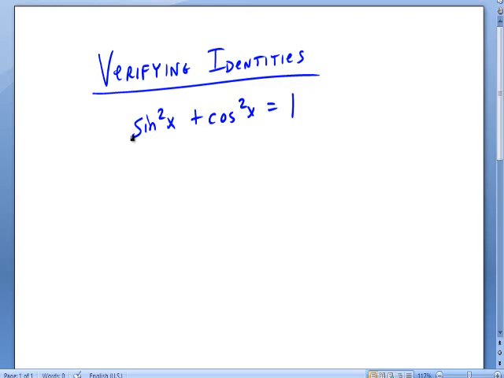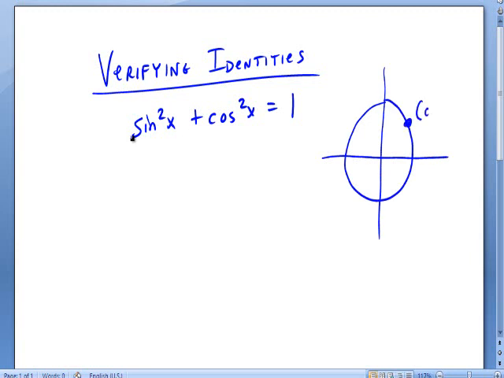Okay, now why does this work in this fashion? Well, let's look at it from a geometric viewpoint. If we think back to our unit circle and just pick a random point on our unit circle, the coordinate for that point is cosine of x, sine of x. And don't forget the hypotenuse on a unit circle, or the radius on a unit circle, is equal to 1.